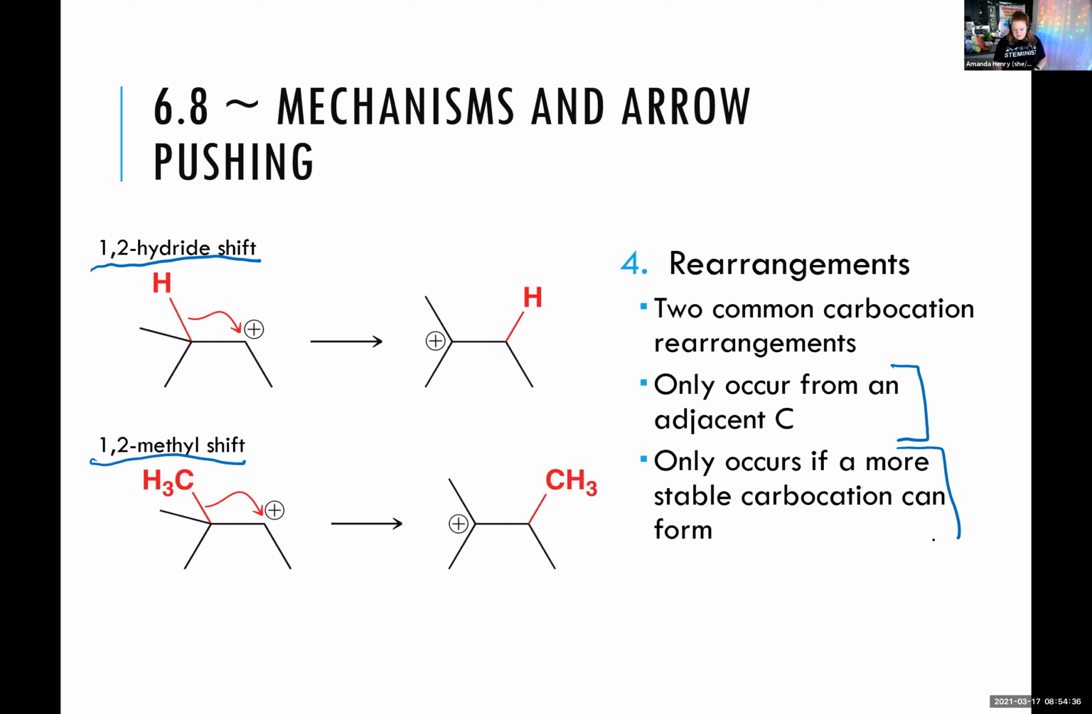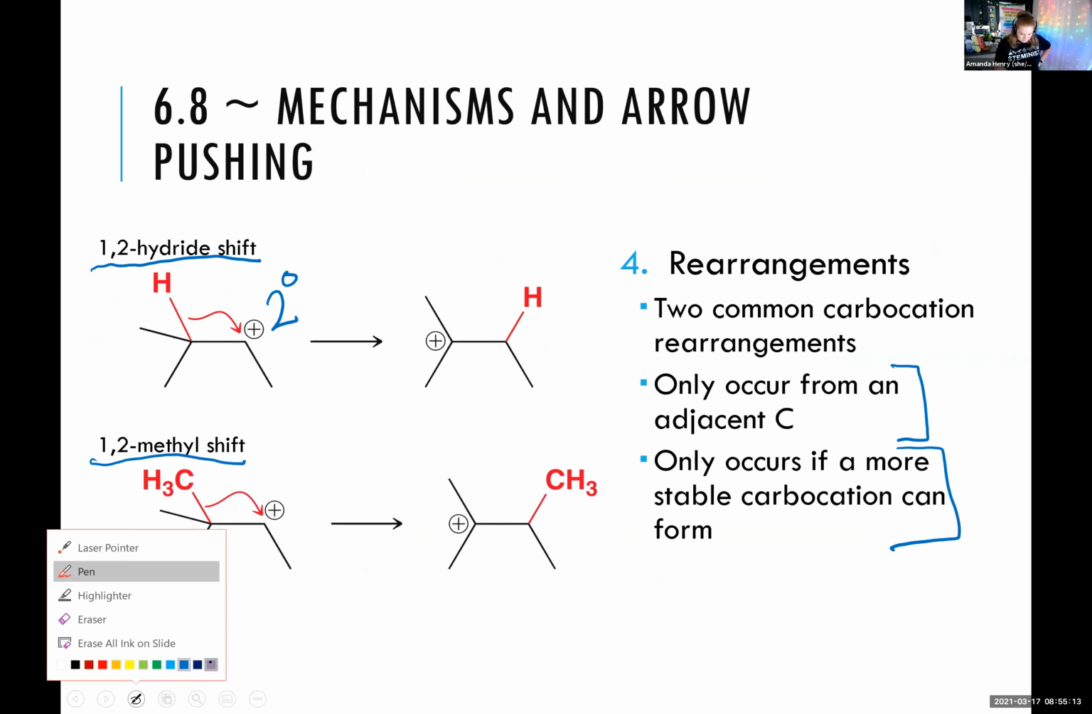The second rule here says that it's only going to occur if a more stable carbocation can form. So let's look at the examples on here. In the first one, we are starting with a secondary carbocation. And I know it's secondary: there's my carbon, it's bonded to 1, 2 carbons. That's all it is, we're just counting how many carbons it's bonded to. That makes it secondary. I'm going to erase my blue there just because it's kind of in the way. Whoops, sorry. This is called a 1,2 hydride shift.